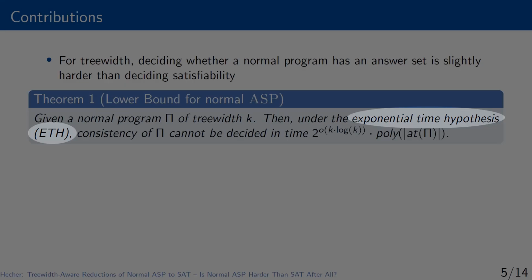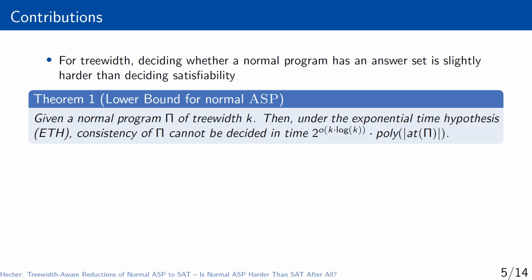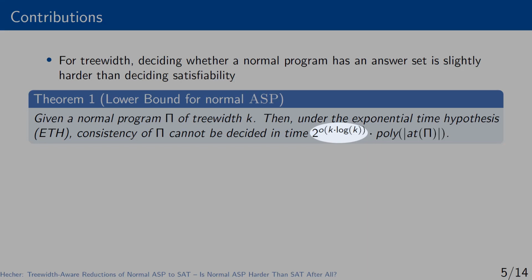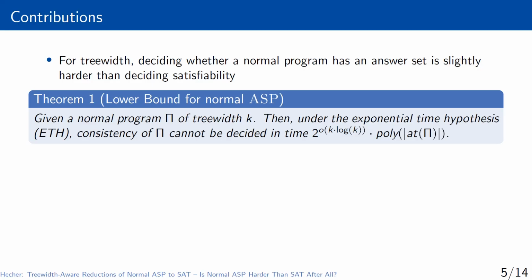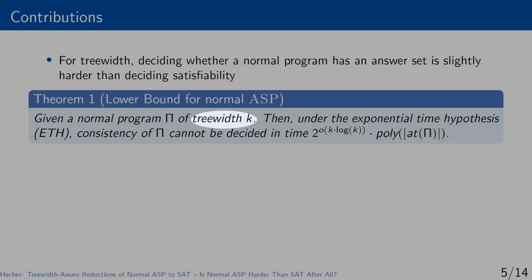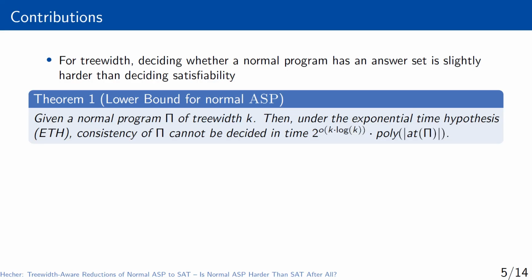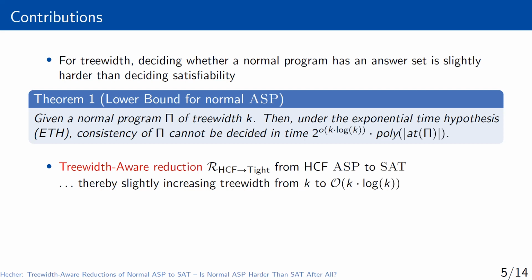Under reasonable assumptions in computational complexity, deciding the consistency of a normal ASP program is expected to be slightly harder than deciding the satisfiability of a Boolean formula in terms of treewidth. So while SAT can be decided in single exponential time in the treewidth, this is not expected for deciding the consistency of a normal ASP program. Further, we present a Treewidth-Aware reduction from normal ASP to SAT, where we only slightly increase the treewidth. This increase is from k to k log k.